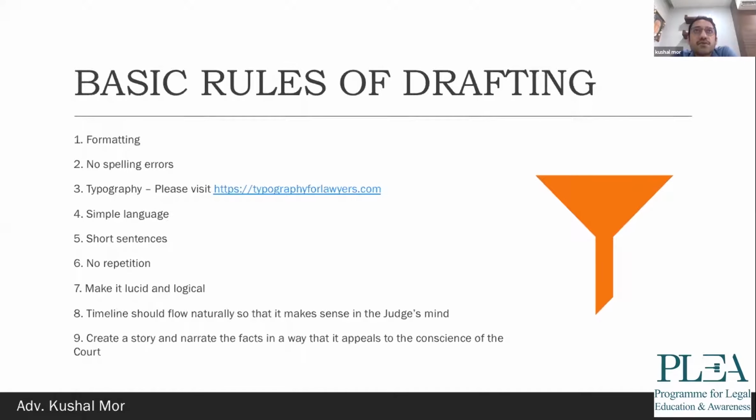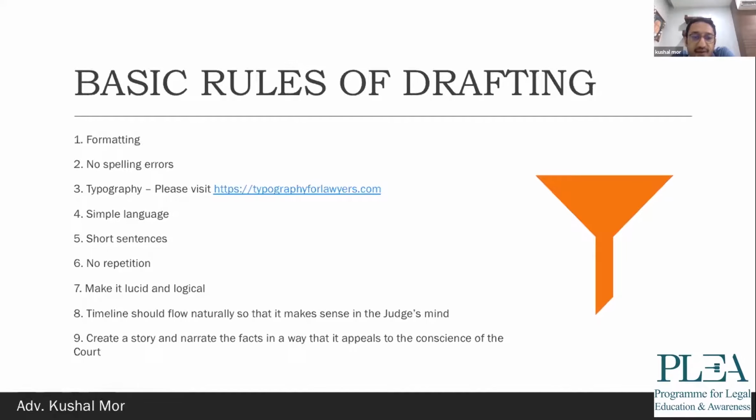Ninth, you need to try and create an interesting story while drafting, and narrate the facts in a manner that appeals to the conscience of the court. Once your draft is ready, you read it, or make a third person read it, to see how they follow the draft, and whether the story appeals to the conscience of the court, right?